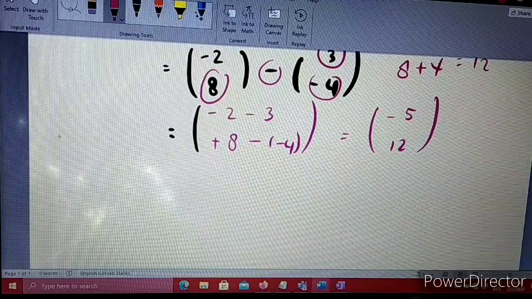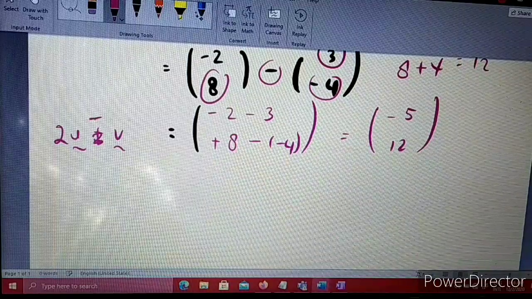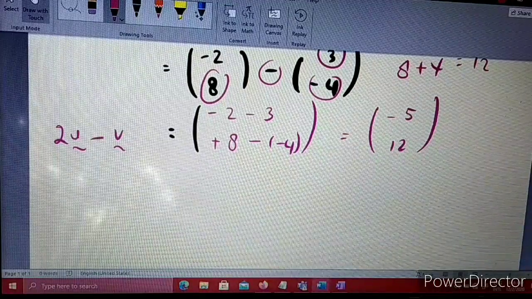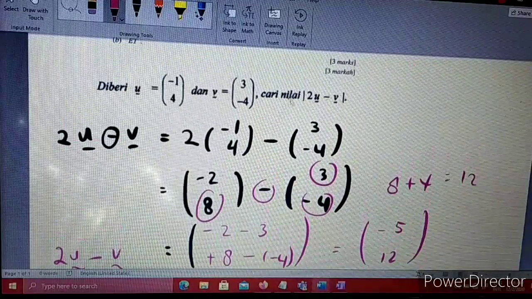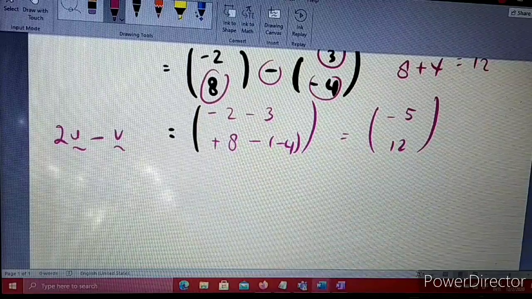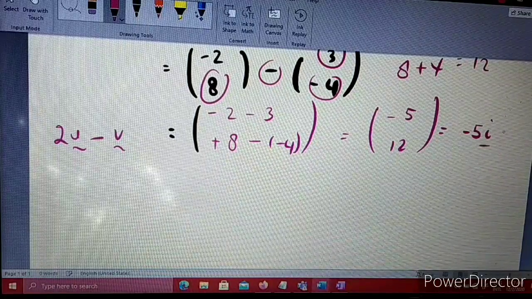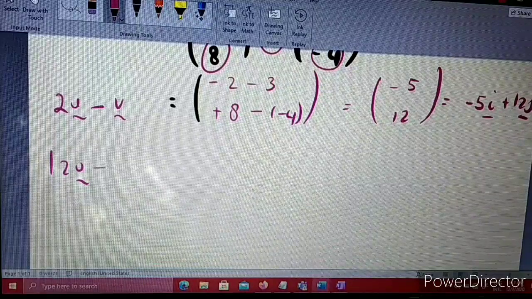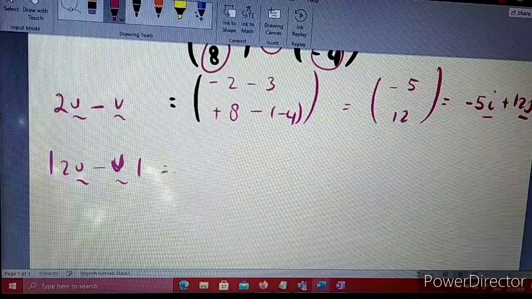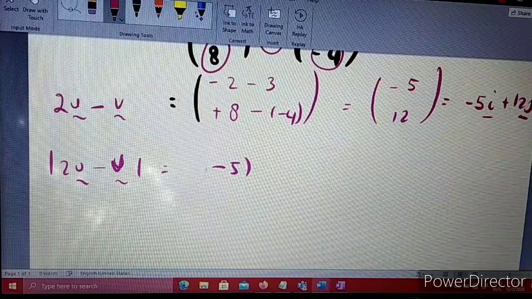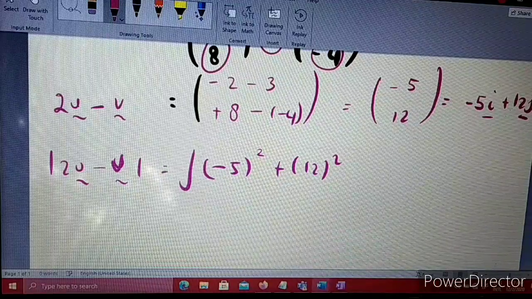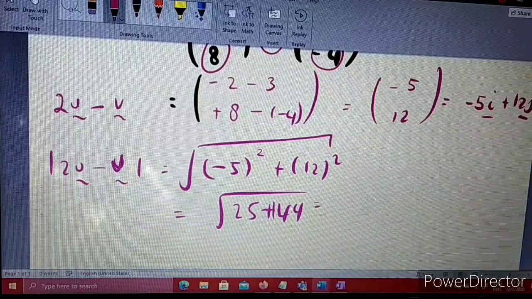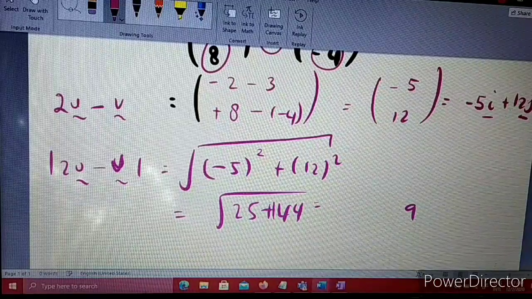So if the question asks us to find 2u minus v, supposedly minus, right? So this is the answer. But the question wants the magnitude of it. You can also represent this in the general form, as you have learned. So magnitude is, using the theorem of Pythagoras, you just square the x component plus the square of the y component. So this is 25 plus 144.